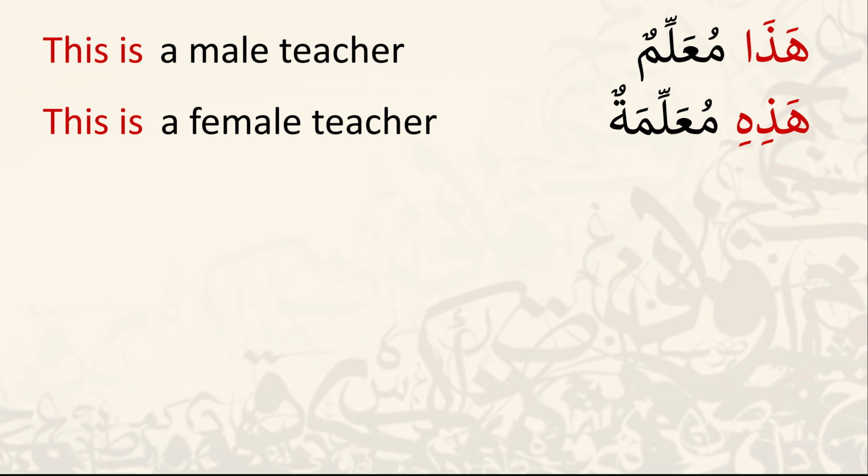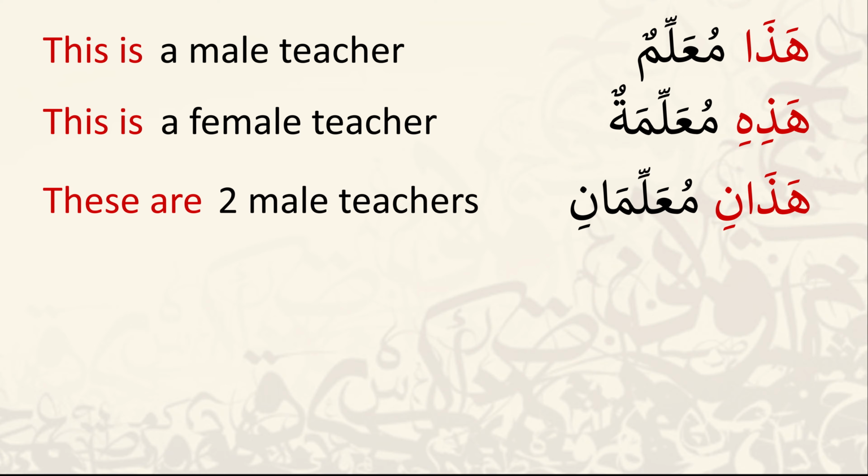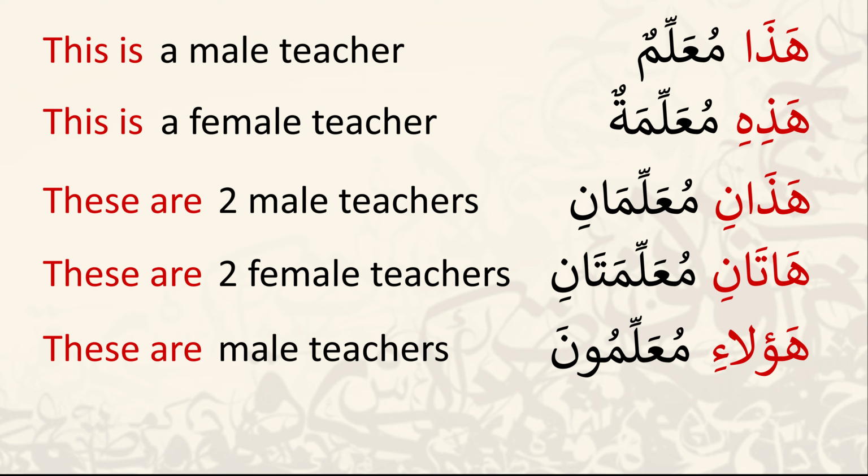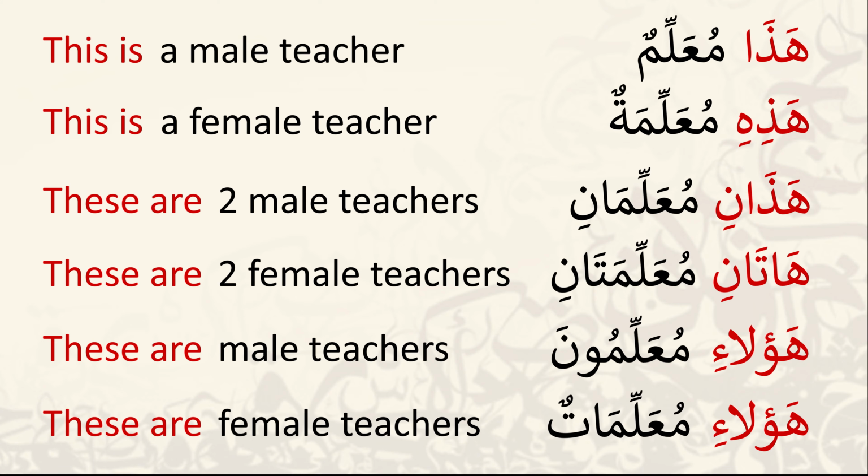For duals, we add ألف نون to the singular. هذان معلمان. These are two male teachers. And هاتان معلمتان, these are 2 female teachers. And for plural, we will use the same pointing noun for both genders. هؤلاء معلمون, these are male teachers, and هؤلاء معلمات, these are female teachers.